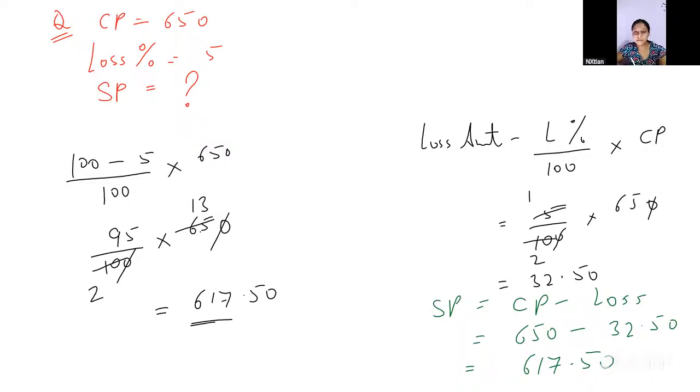So either you can do it with this method. This is your first method, the formula that I taught you. This is your second method from the previous classes when I taught you to calculate the loss amount and profit amount and all of that. Either you can do with the first method or you can do with the second method. Both are correct. Any method you can use.